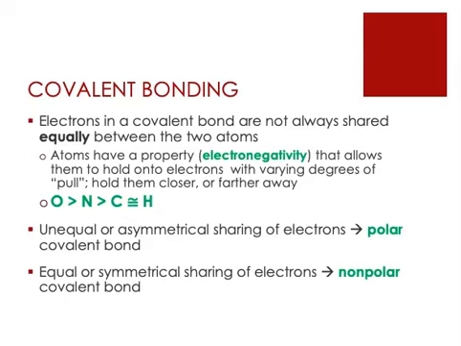In comparison, when there's equal or symmetrical sharing of 2 electrons in a covalent bond, that's called a nonpolar covalent bond. For example, if we had a carbon atom that is bound to a hydrogen atom, those two atoms have about the same electronegativity, so they're going to pull equally on their pair of electrons, so those electrons are going to be equally shared. That's a non-polar covalent bond.